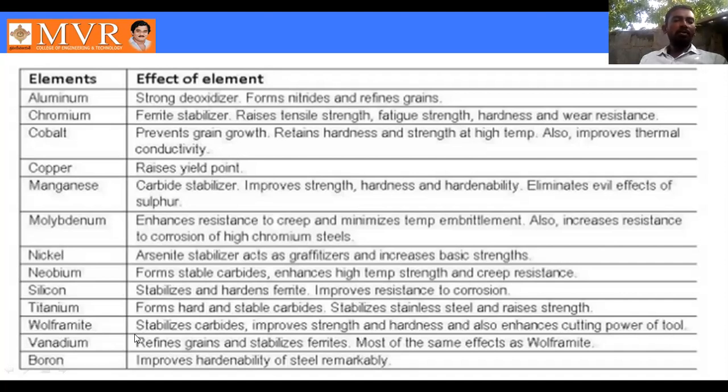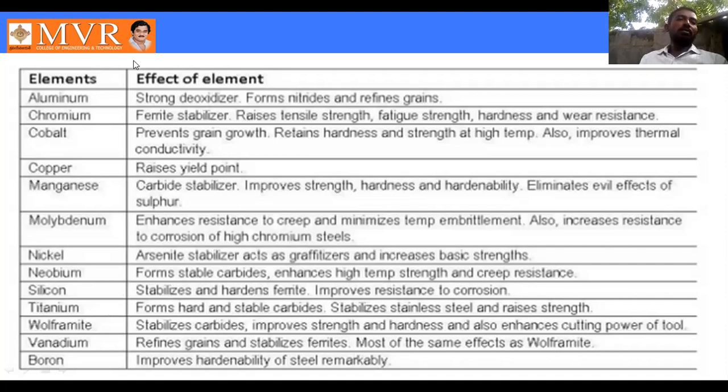Vanadium: what is the effect of the vanadium element? Refined grains and stabilizer ferrites, most of the same effects as wolframite. Next one is boron. By using the boron element, what effects can we see? It improves the hardenability of steel. So these are the elements and the effects of these elements.